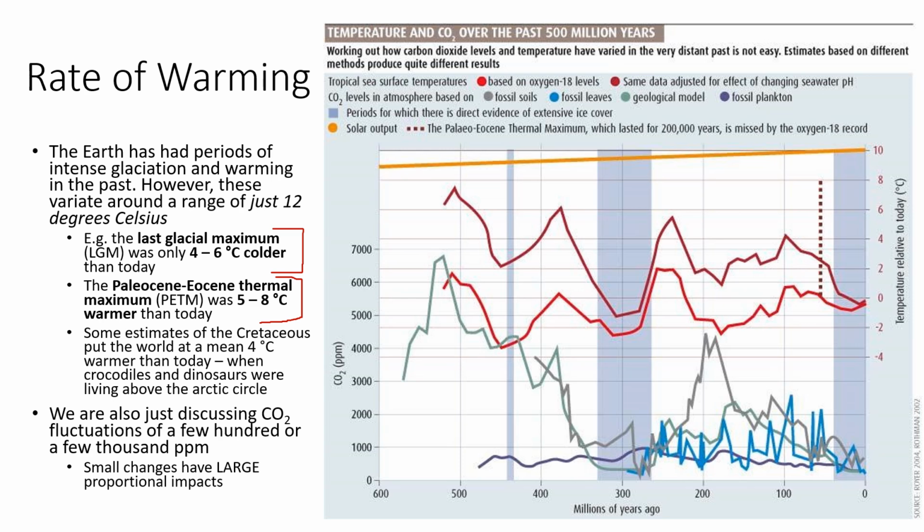This range that we're talking about is only about 12 degrees Celsius. So all these variations in global climate are around 12 degrees Celsius, maybe 15 degrees Celsius. Okay. The Cretaceous was only 4 degrees Celsius warmer than today, global average temperature. And again, crocodiles and dinosaurs living above the Arctic Circle. So a very, very different world from just a few degrees Celsius.